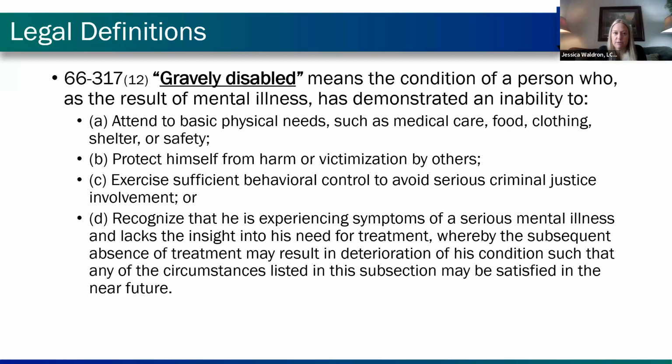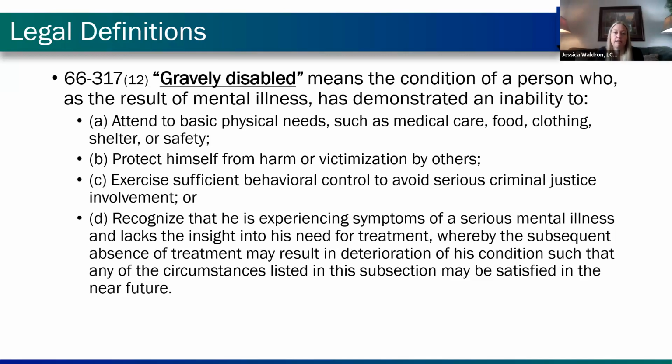But essentially, grave disability means that because of the symptoms of their mental illness, the patient is unable to attend to their basic physical needs, such as providing their medical care, food, clothing, shelter, or their own personal safety. B, protect himself from harm or victimization from others. That's a new one that was added to this section of the statute. And exercise sufficient behavioral control to avoid serious criminal justice involvement is also new. So those B and C are the two new areas.